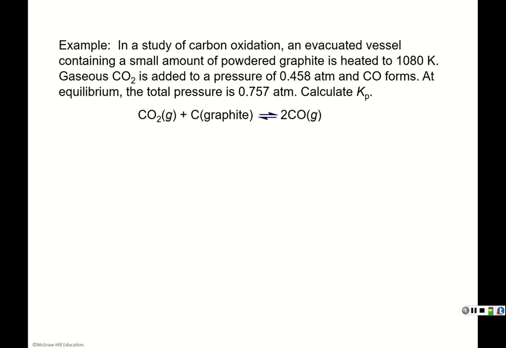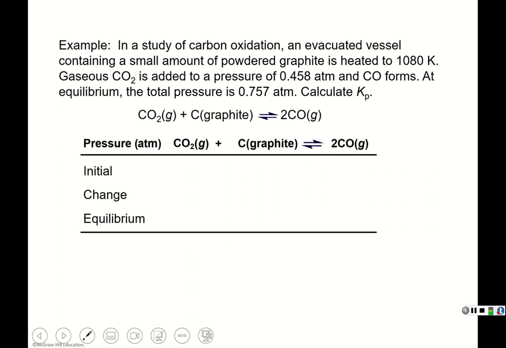So if we use this example: a study of carbon oxidation in an evacuated vessel containing a small amount of powdered graphite is heated to 1080 Kelvin. Gaseous CO2 is added to a pressure of 0.458 atmospheres, and carbon monoxide forms. At equilibrium, the total pressure is 0.757 atmospheres. Calculate the equilibrium constant, K sub P, in terms of pressure. Okay, so we have our balanced chemical equation. Then we write our reaction table, or ICE table.